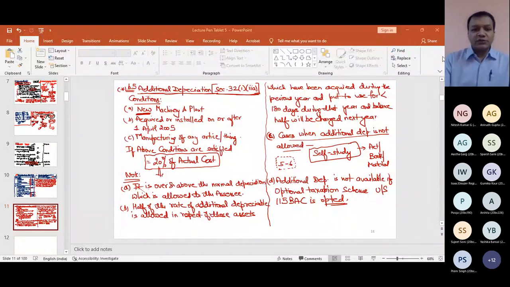If you take the screenshot, you can also take the screenshot of those cases which I was talking about, which you should self-study. On the same page, you can see those cases where additional depreciation is not allowed. So rather than self-study from elsewhere, you can read it from this page. It is in very simplified language, and let me share it with you.